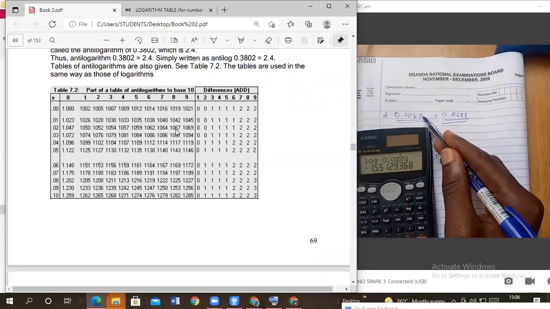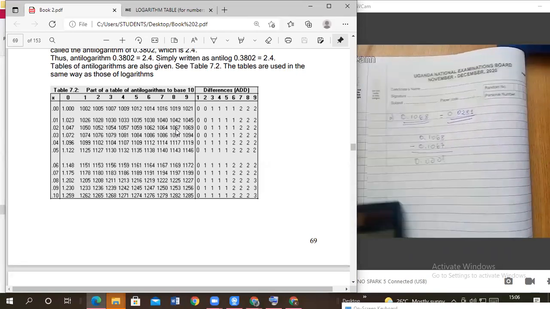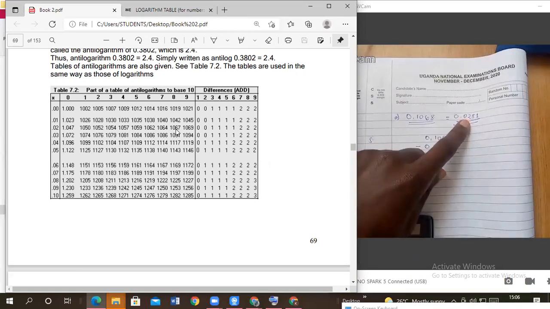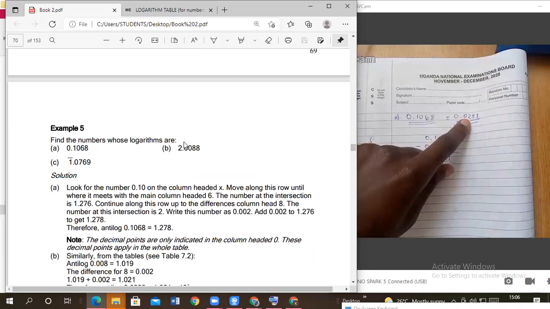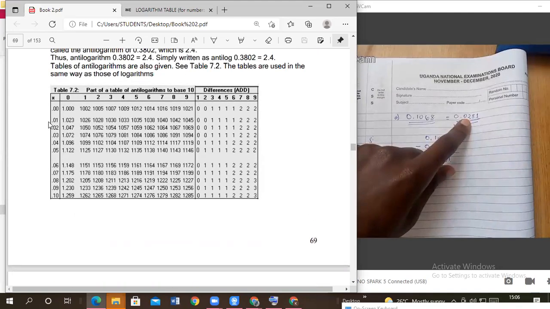So which means it's not the one. Because it must give us exactly this number. Let's check our table.